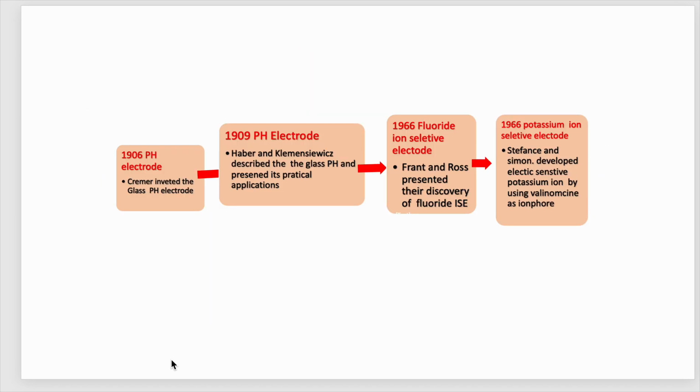And if I talk about the history of ISE, the development of ion selective sensors began more than 100 years ago, at the beginning of the 20th century, when Cremer invented the glass electrode, which people used for a while. It was successful. And then Haber and Klemensiewicz were also doing the same thing.